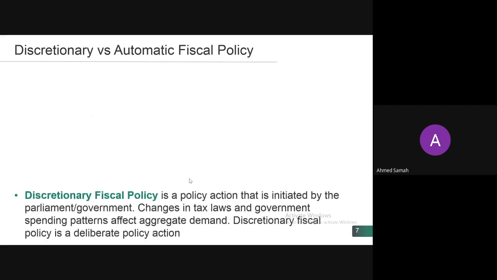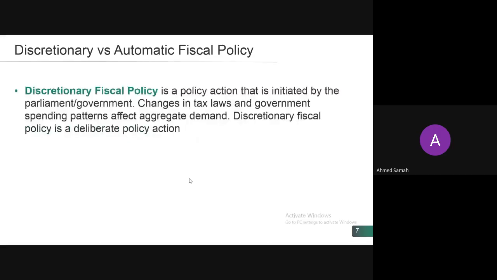Then there are types of fiscal policy, one of which is discretionary fiscal policy. This is the policy action that is initiated by the parliament or the government. So the government or parliament decides the agenda and policy actions, which we call discretionary fiscal policy. This could include changes in tax laws and government spending patterns which will affect the aggregate demand. These are deliberate policy actions by the government, for example changes in tax, income tax, and government expenditure and spending.